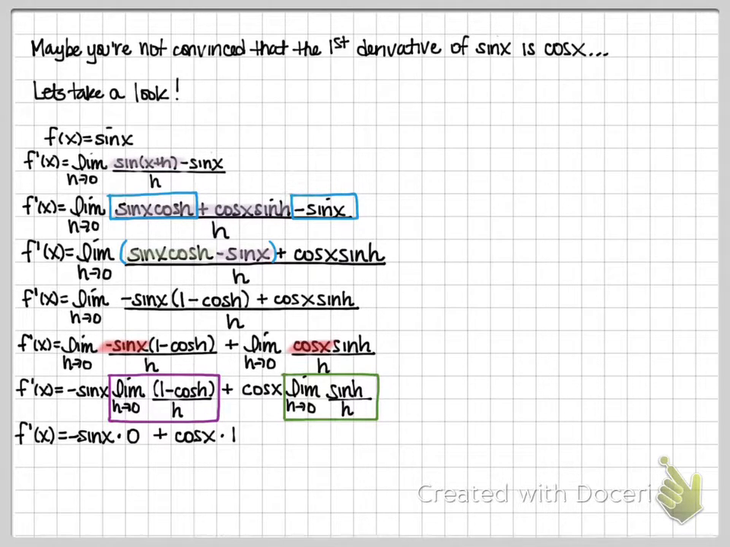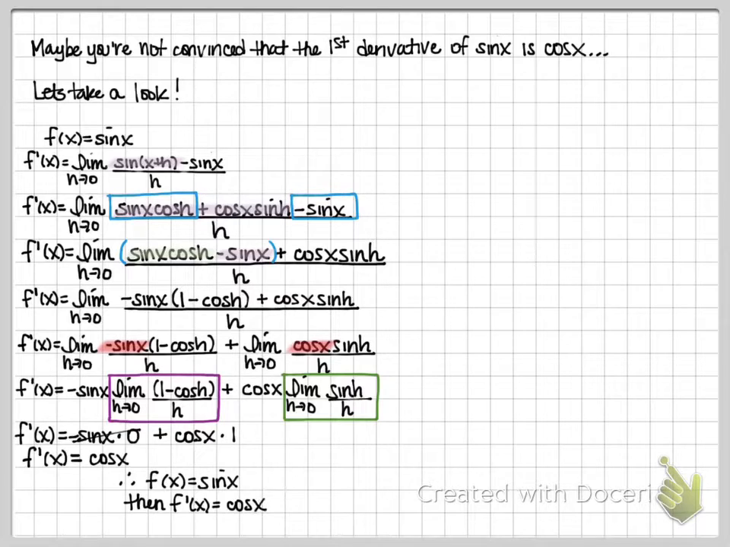So here we go. F prime of x. Those cancel because that's just 0. Now I just get cosine x times 1, which is cosine x. Therefore, if f of x is equal to sine x, which is what we started with, then f prime of x is equal to cosine x.